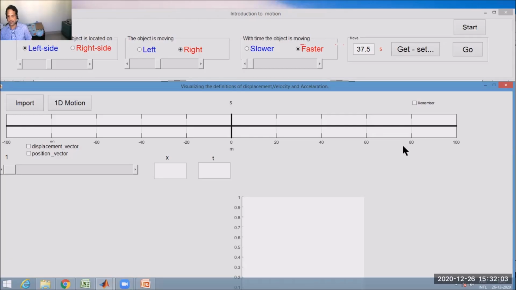Now let us draw a position vector in this visualization window. We have this axis system. This is x equal to 0 and this is the negative x-axis and this is positive x-axis. It has been marked 0 to 100 and 0 to minus 100. Since this x-axis represents how far it is, it is in meters. So let's place an object at minus 40 meters from the reference point.